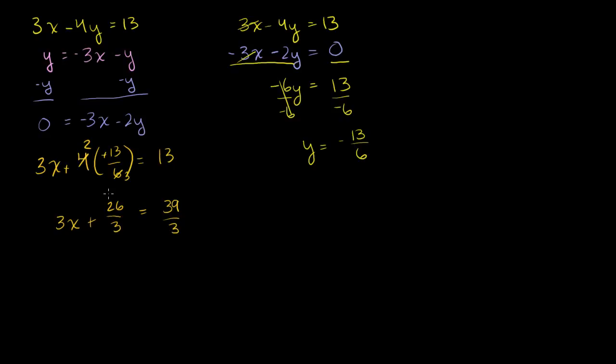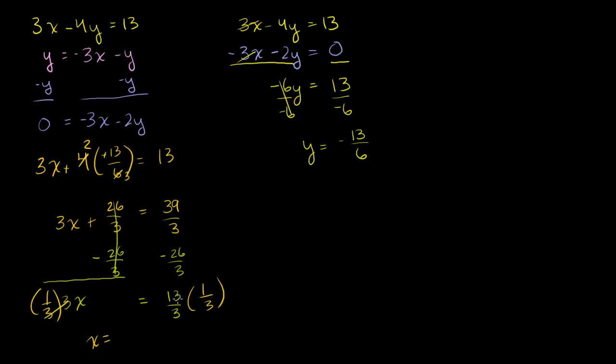So let me subtract 26 over 3 from both sides. Minus 26 over 3, minus 26 over 3. The left-hand side becomes 3x, these cancel out, is equal to 39 minus 26, which is 13 over 3. And then we're going to want to divide both sides by 3, or you can view it as multiplying both sides by 1/3. On the left-hand side, we're just left with an x. On the right-hand side, x is going to be equal to 13 over 9.